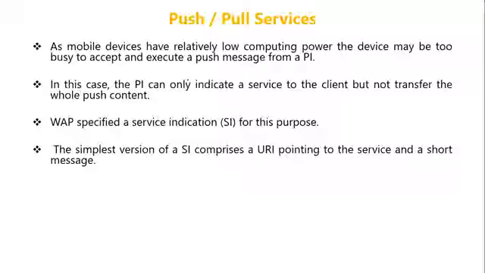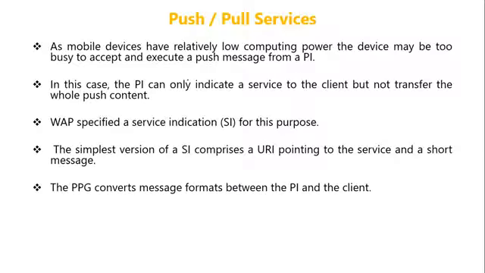So the simplest version of SI, this service indication, comprises a URI, Universal Resource Identifier, pointing to the service and a short message. So the client is not in a position to accept the service right now. So the server or the PI is just sending information that there is a service available, and they are sending it through a URI and with a short message.